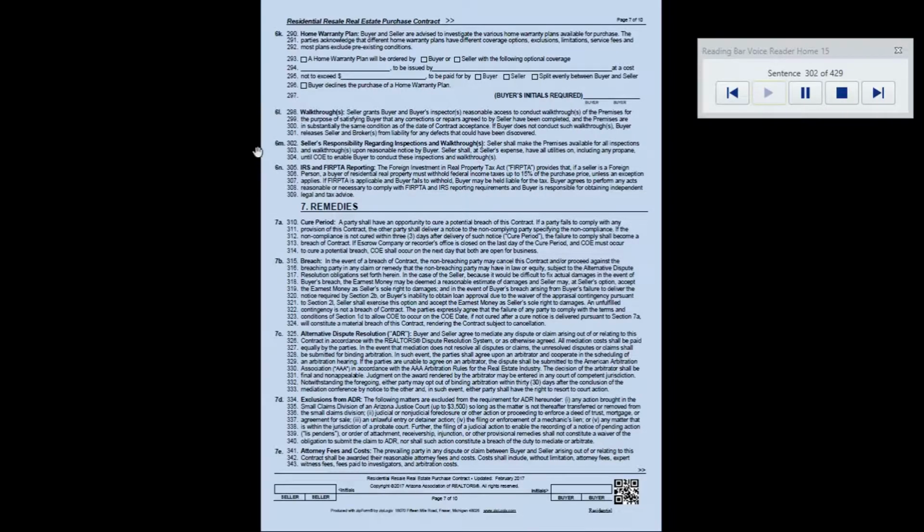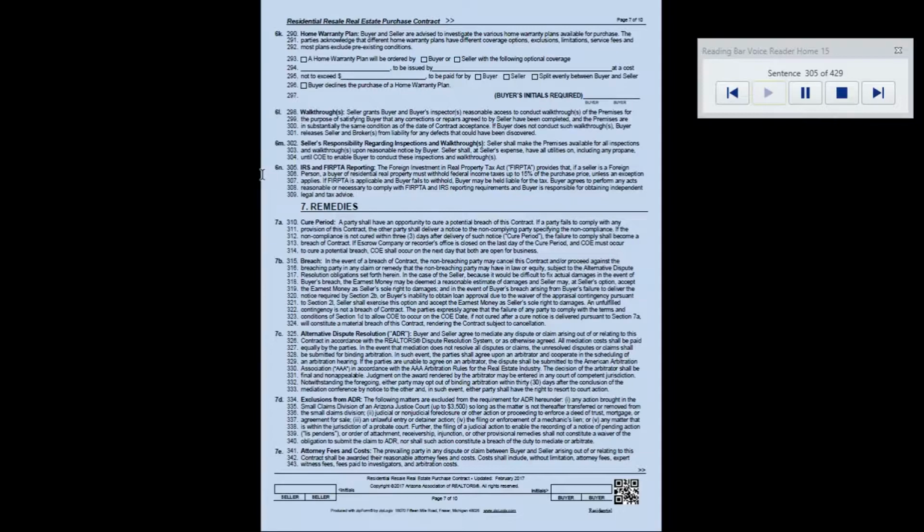6M. Seller's responsibility regarding inspections and walkthroughs. Seller shall make the premises available for all inspections and walkthroughs upon reasonable notice by buyer. Seller shall, at seller's expense, have all utilities on, including any propane, until COE to enable buyer to conduct these inspections and walkthroughs.